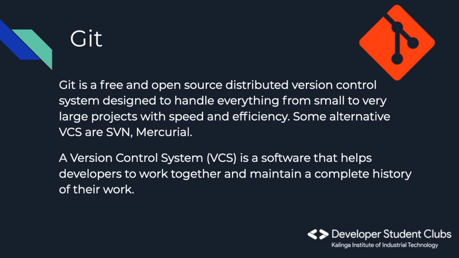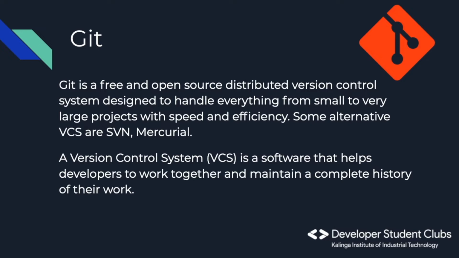Git is also a distributed VCS, which means that it will not only maintain the history of changes on a central server, but will also have a copy on your local machine. Now, there are some other VCSs such as Subversion and Mercurial, but Git is by far the most used one.